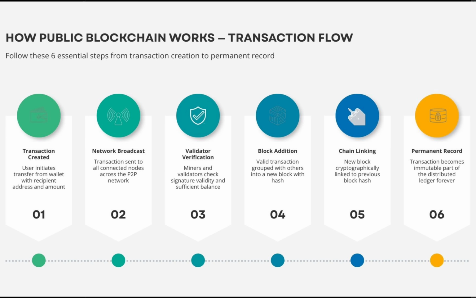This creates an immutable chain of blocks. Every block is connected with one another through this hashing chain, which carries the previous block's information, which is why it's called a blockchain. So I hope you have understood the workflow we have in a public blockchain.